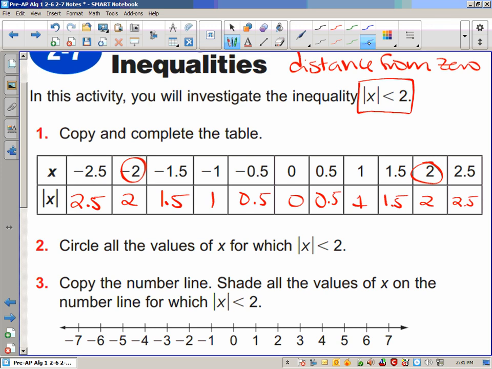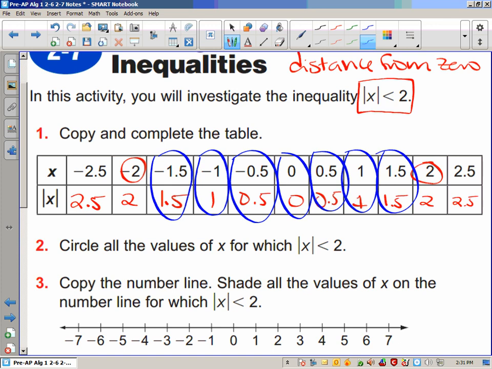1.5, that's the absolute value of -1.5. That is less than 2. This is less than 2. This is less than 2. Less than 2. Whoop. Have to stop. If it said less than or equal to 2, then I could circle these and these.